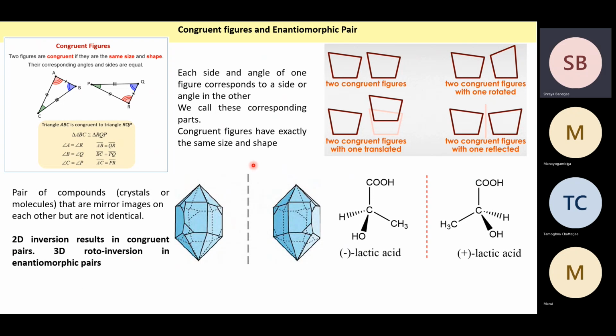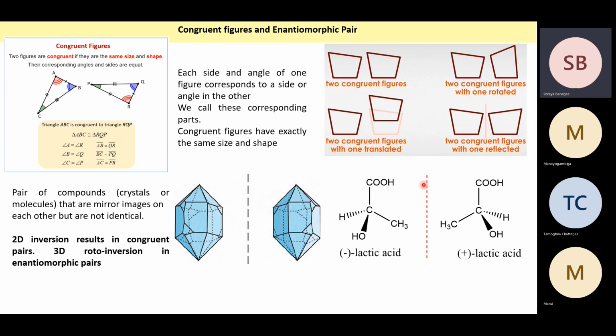The enantiomorphic definition is slightly different. So basically, the two figures are mirrored images of each other, but they are not identical. Then they are known as an enantiomorphic pair. So you know about R and S conformations. If you have a tetrahedral molecule with four different groups, it is chiral, as you have studied earlier.